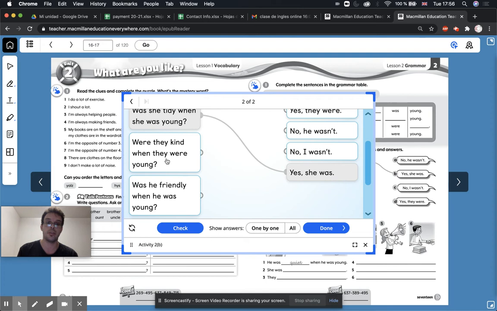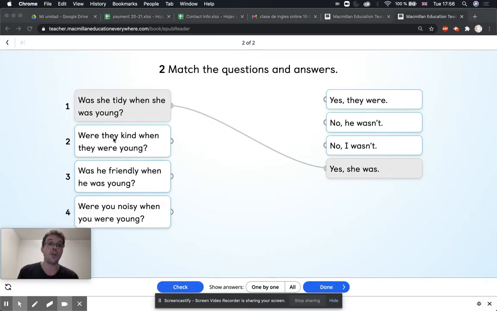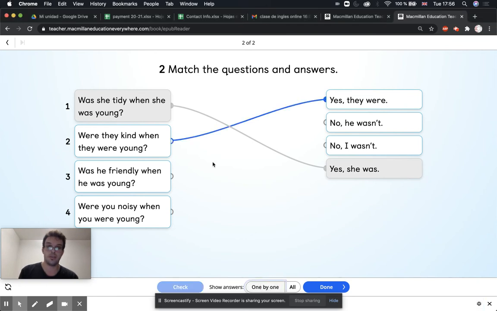Okay, let's try the next one. I'll make this full screen. Were they, ellos, were they kind when they were young? Let's find the answer. Look, they. Yes, they were. Let's try the next one.